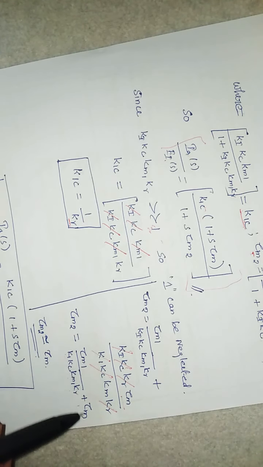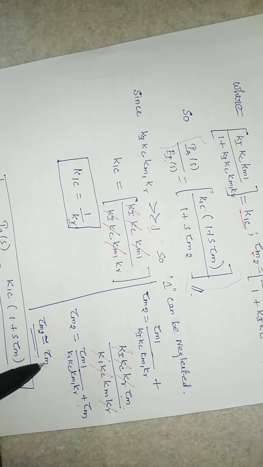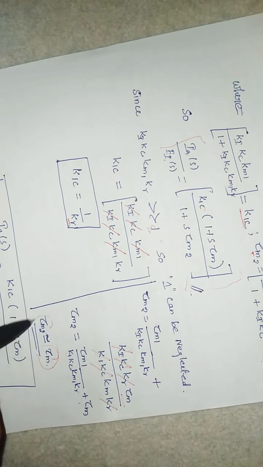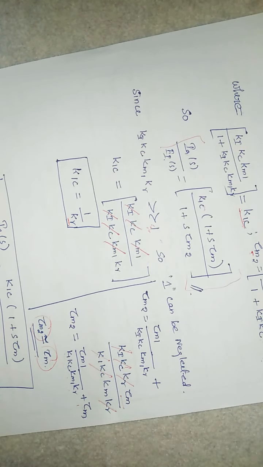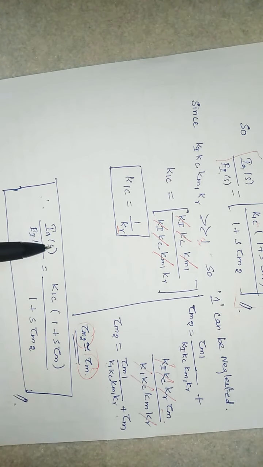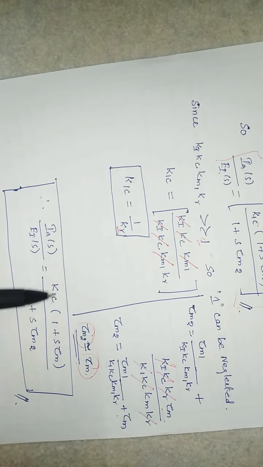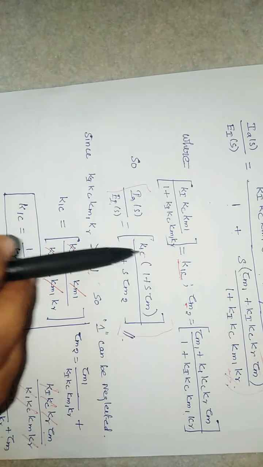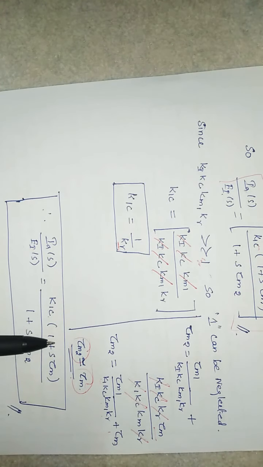When we compare these two terms, we can make a simple equation of tau m equal to tau m2. So the equation can be rewritten as Ia of s divided by Ea of s, the transfer function, is Kic, which we have already drawn, times 1 plus s tau m divided by 1 plus s tau m2. So this is our transfer function for the design of a current controller using a PI controller for a separately excited DC motor. Thank you.